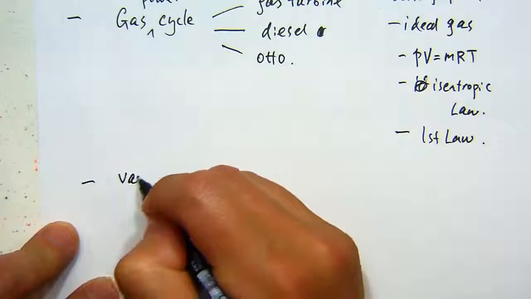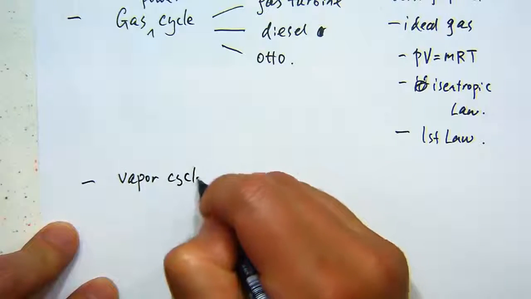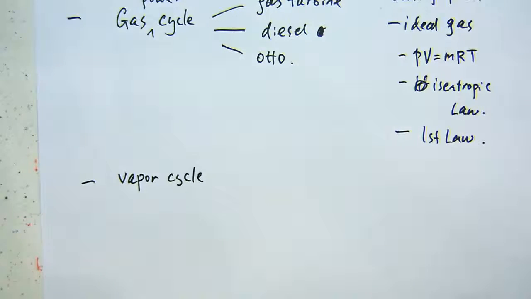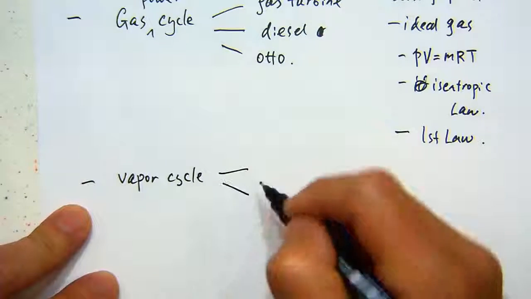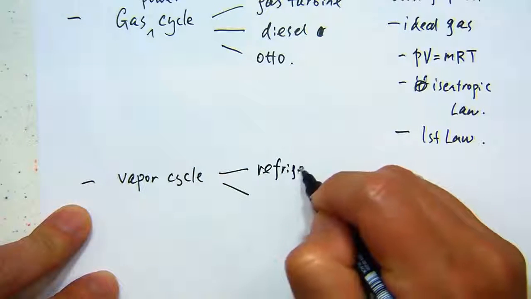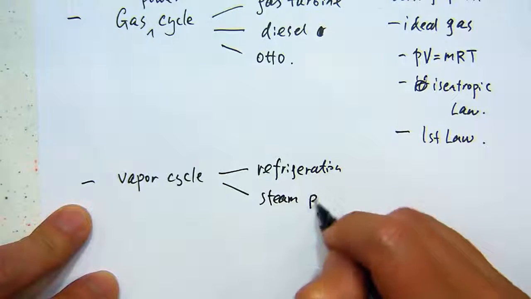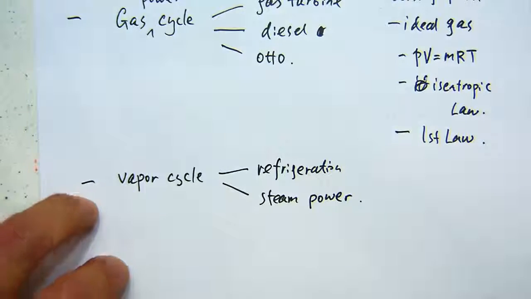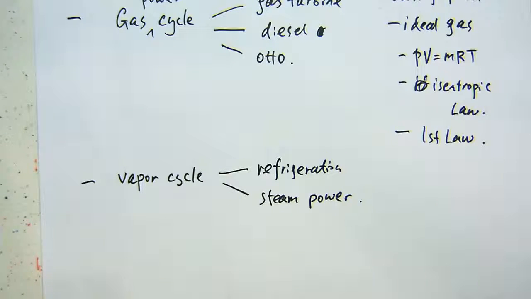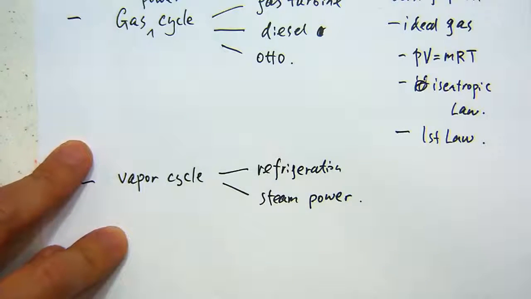All right, so that's different from the cycle we are going to discuss from today. That's called a vapor cycle. So we are going to discuss two types of vapor cycle. One is refrigeration, and the other is steam power. So these are two types of vapor cycle, and the working fluid here is different. The working fluid here actually is a two-phase. It's always exists in two-phase, or always involving two-phase in the cycle.